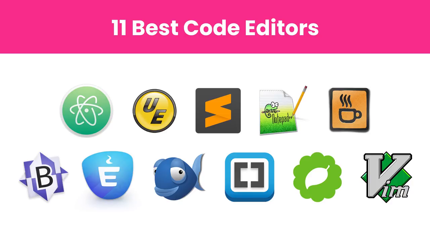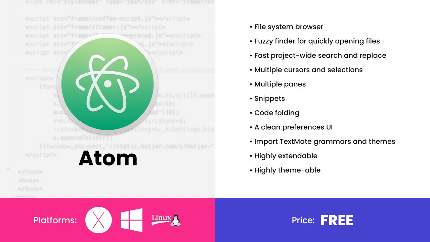Let's talk about the 11 best code editors available right now. The following editors aren't placed in any ranking order. Everyone's personal needs and preferences are different, so at the end of the day, you need to choose the one that works best for you. So let's get started. Number 1, Atom.